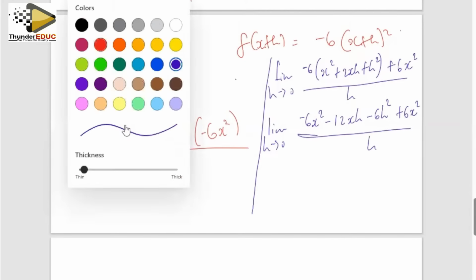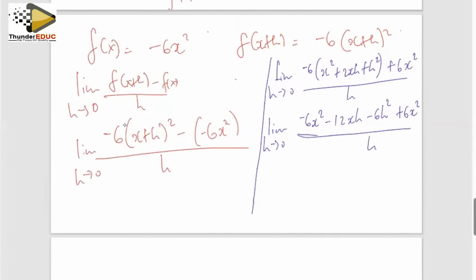So we need to cancel out some common terms. So we know that this cancels that because the signs are different. Then our next step will be to factorize out the h. So h comes out, we have negative 12x minus 6h over h. So this h cancels that h. Time for substitution, where h is 0, which means we're going to end up with a negative 12x.